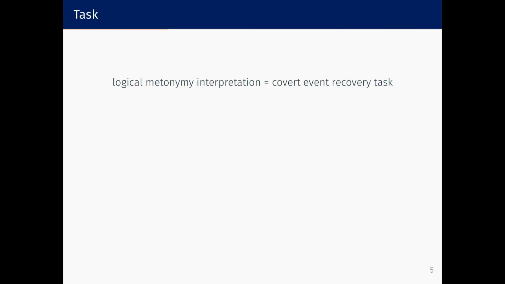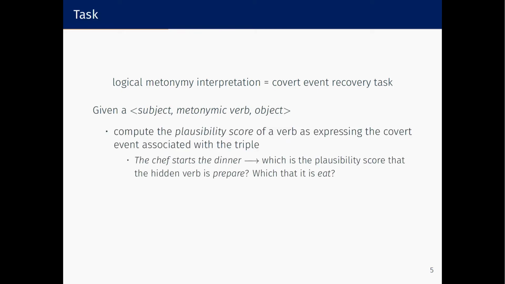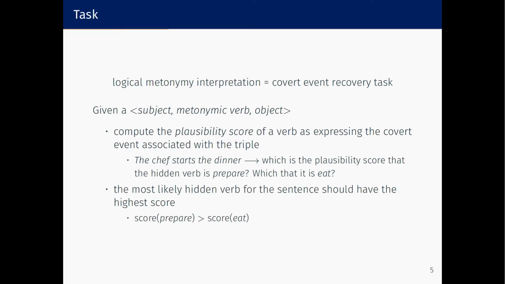Given this premise, I can start to explain the details of our experiment. We define the task of logical metonymy interpretation as a covert event recovery task, or, in other words, retrieving the most likely hidden verb for a given sentence. Starting from a metonymic triple, a computational model quantifies the typicality of a verb associated to the target triple using a plausibility score. All models are evaluated on their capability of assigning a higher plausibility score to the verb that refers to the correct interpretation.